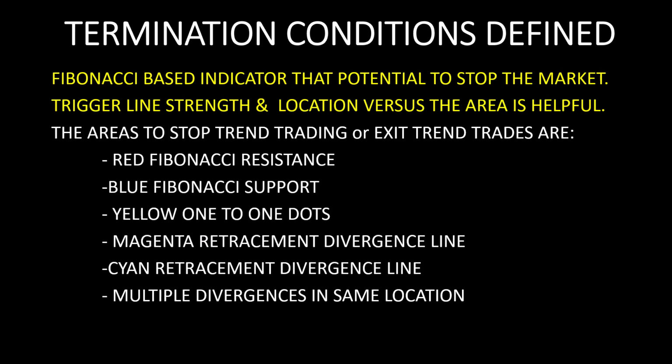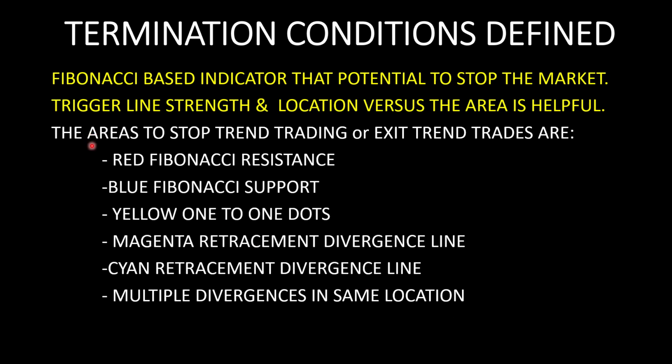As stated, termination conditions will be vital to taking high-probability trend trades. Let us define the termination conditions, and then we will look at examples in the upcoming slides. A termination condition or area is any Fibonacci-based indicator that has the potential to stop the market. It is important that you check the trigger line strength and location of the triggers versus the Fibonacci area to determine whether the area will hold or break when price reaches the area.